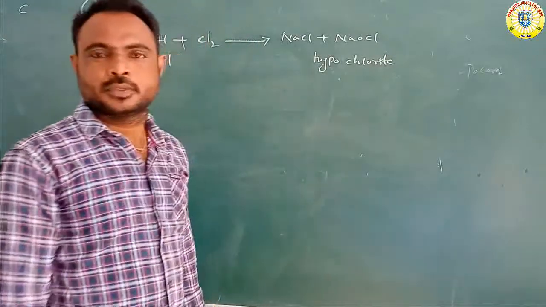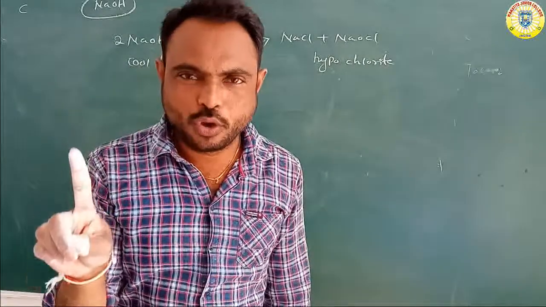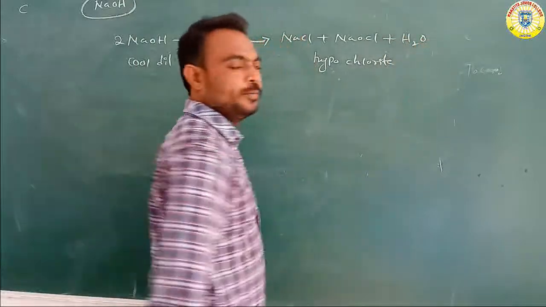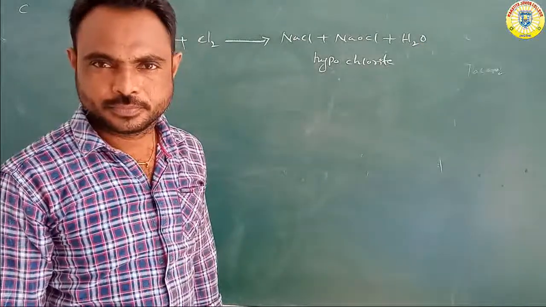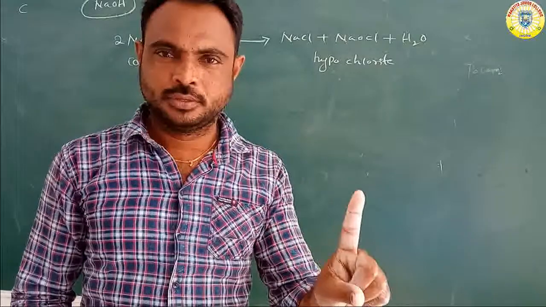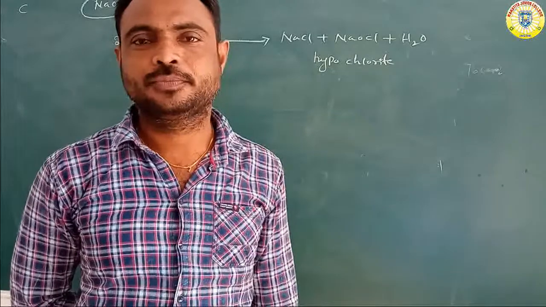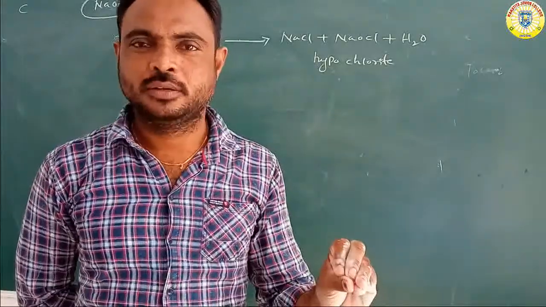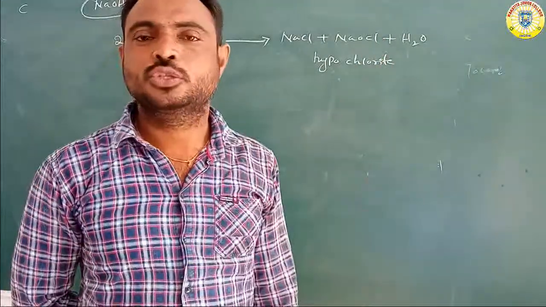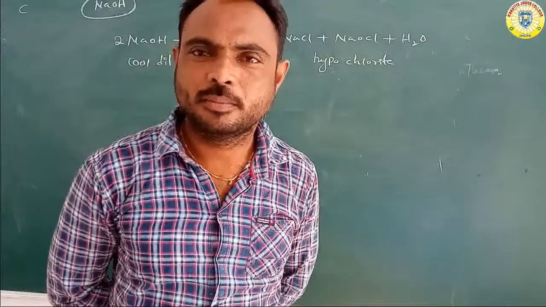Hypochlorite. What is sodium hypochlorite? NaOCl. Next further in this reaction it forms H2O, water molecules. Okay, listen. Cool, dilute sodium hydroxide reacts with chlorine gas to form in this reaction sodium chloride and NaOCl, sodium hypochlorite, and further water molecules.